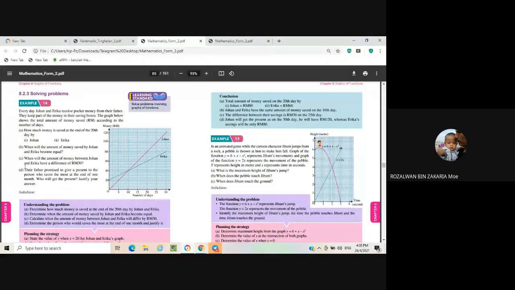And then for C, when will the amount of money between Johan and Erica have a difference of RM 30?